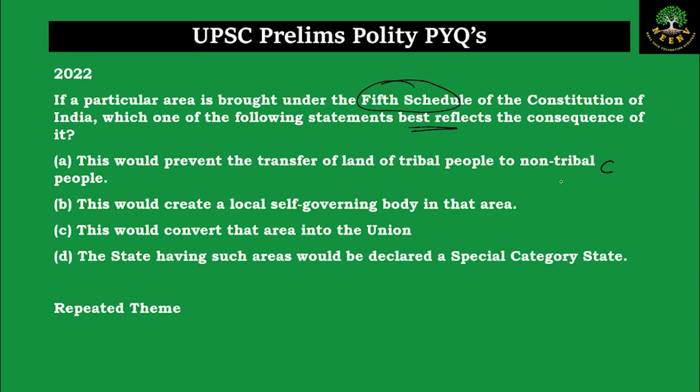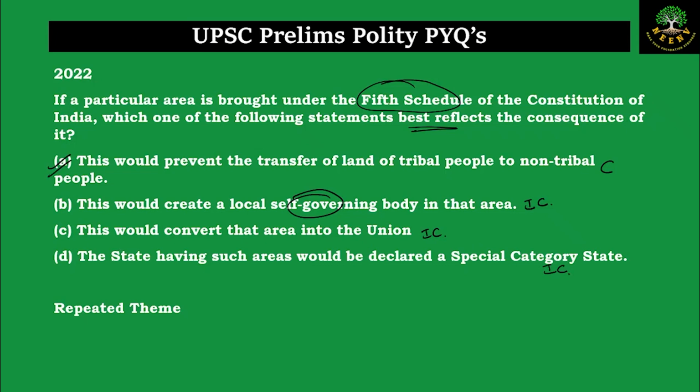And this 5th schedule doesn't create any self-governing body as such. There is the tribal advisory committee, which is an advisory body, but there is no self-governing body as such. Hence this statement will be incorrect. Statement 3 says this would convert the area into the union. No, this wouldn't convert the area into a union territory or something. This is also incorrect. The states having such areas would be declared as special category state. No, those states will not be declared as special category state. So hence this is also incorrect. The correct answer is option A.